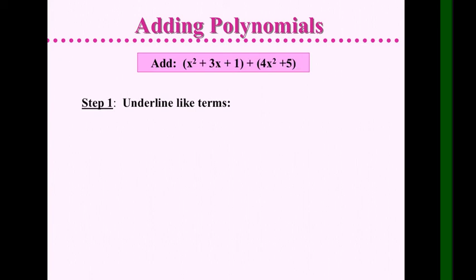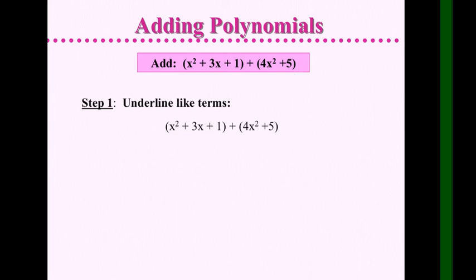Now, let's proceed to our topic because we're done with the introduction. Gagamitin natin yung like terms in adding polynomials. So, add the following: x squared plus 3x plus 1 and 4x squared plus 5. So, paano i-add yan? First, underline the like terms.